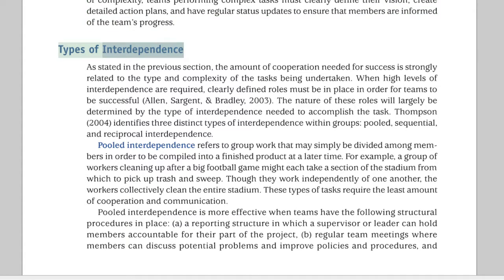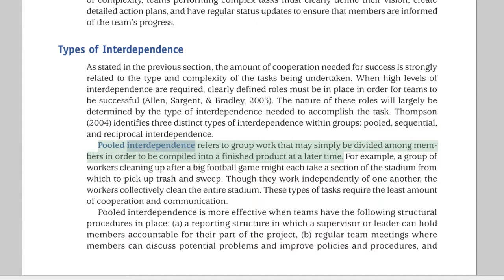Types of interdependence. As stated in the previous section, the amount of cooperation needed for success is strongly related to the type and complexity of the tasks being undertaken. When high levels of interdependence are required, clearly defined roles must be in place in order for teams to be successful (Allen, Sargent, and Bradley, 2003). The nature of these roles will largely be determined by the type of interdependence needed to accomplish the task. Thompson (2004) identifies three distinct types of interdependence within groups: pooled, sequential, and reciprocal interdependence.